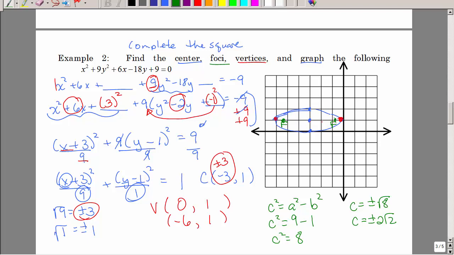Now what are their ordered pairs? Well, again, if I take that center and I add or subtract that plus or minus 2 square root of 2 to the x coordinate, those are my coordinates of my foci.